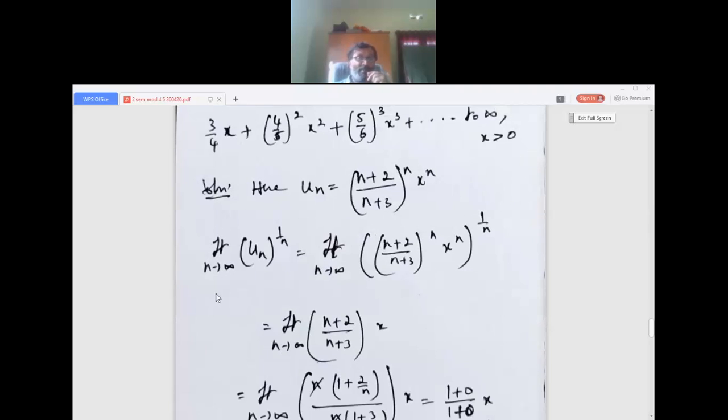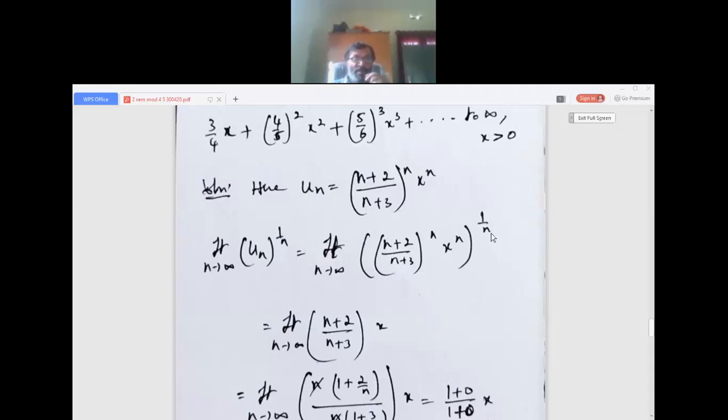Now we apply the limit for this. Limit n tends to infinity, un power 1 by n. Limit n tends to infinity, n plus 2 by n plus 3 whole power n into x power n, whole power 1 by n. So what happens? This is a into b power m, a power m into b power m, n and n get cancelled. You know how to simplify by using the rules of indices, which you studied in 9th standard and so on.